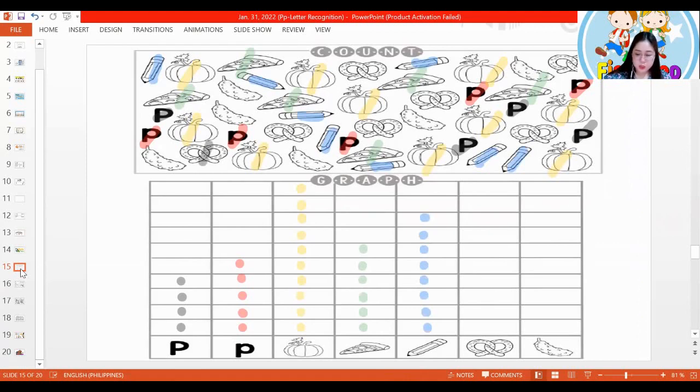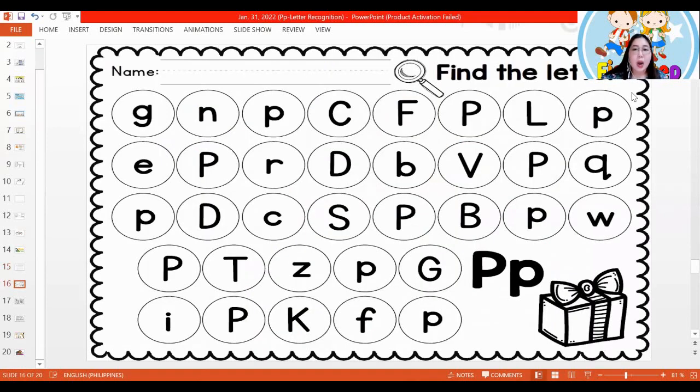1, 2, 3, 4, 5, 6, 7. And lastly, we have P for pickles. 1, 2, 3, 4, 5, 6. So did you finish your count and graph together with teacher? Wow, very nice. So let's also get the next work where we will be using our dabber.